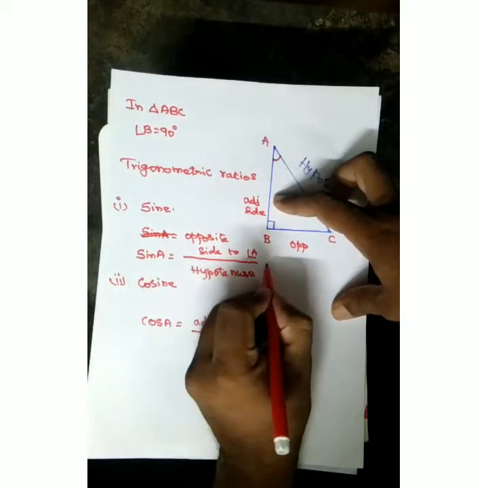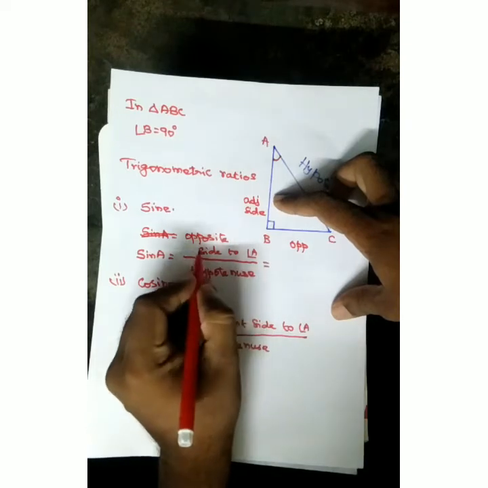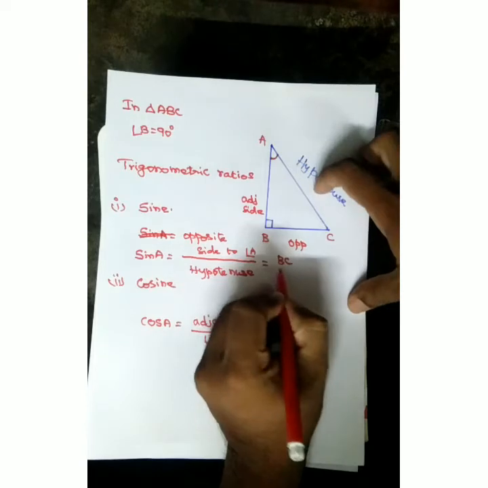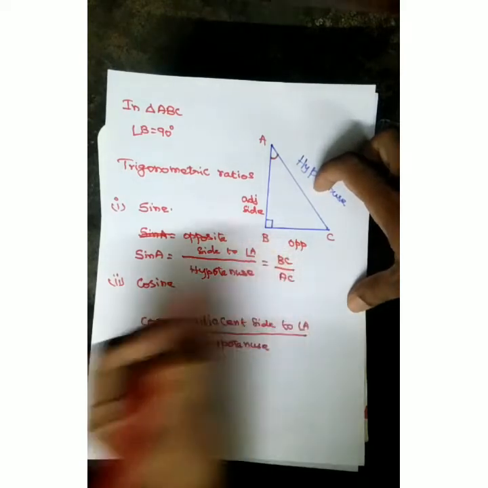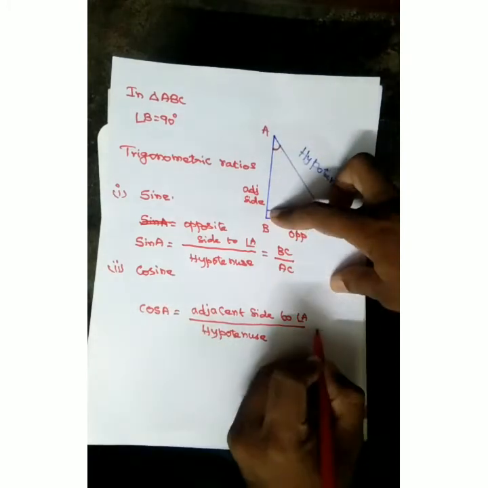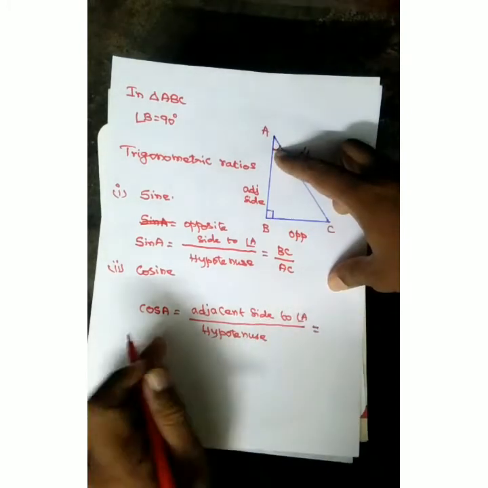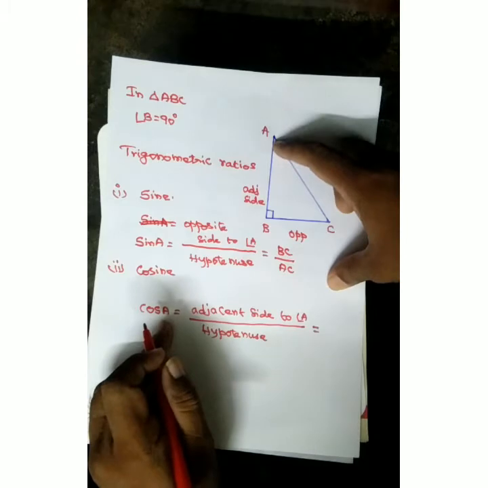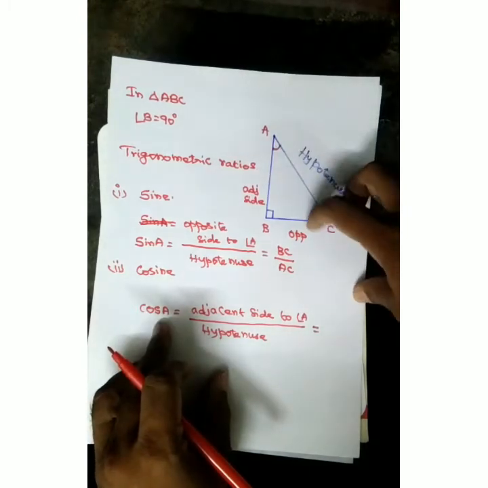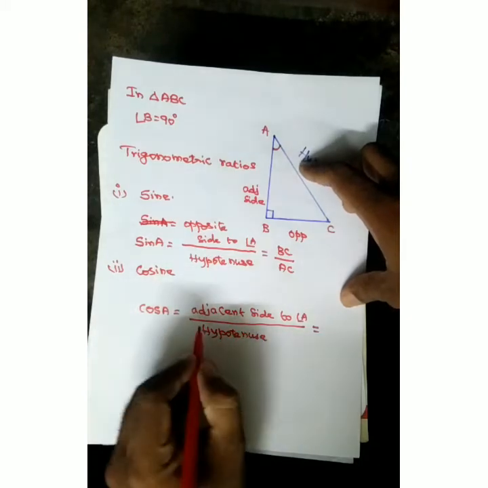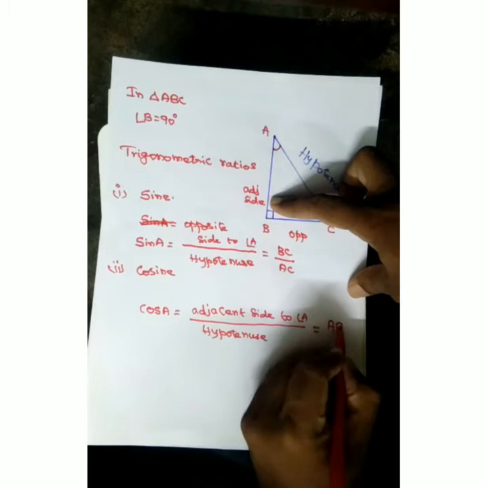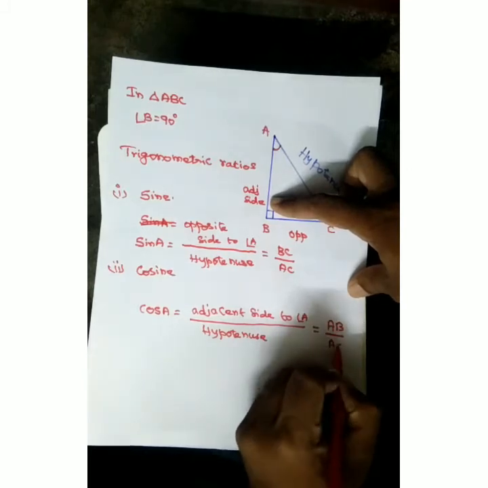Here, sin A means the opposite side to A, which is BC, by the hypotenuse, which is AC. So cos A means the adjacent side to angle A. Here we are taking A, so we have to take angle A. If we take C, we have to take the opposite side of C and the adjacent side of C. That is the change. So the adjacent side to angle A is AB, by hypotenuse AC.